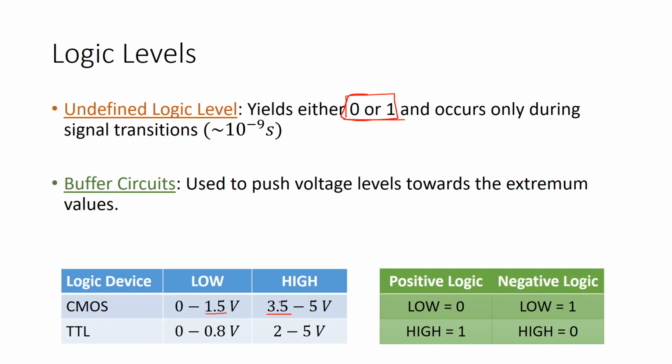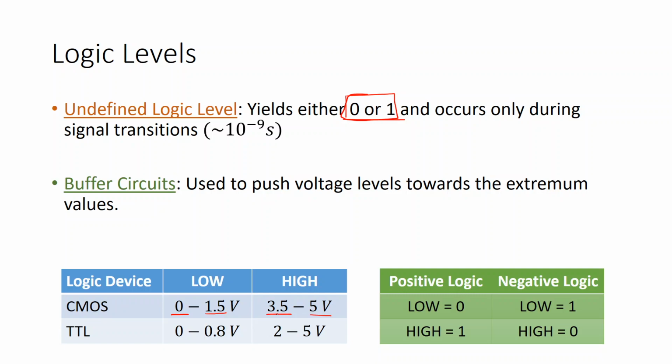The aim of the buffer circuit is to push the voltage levels towards the extremum values. That means if you are in the lower range of the high voltage, then the buffer will push it towards the higher range of the high voltage, and if you are in the higher range of the low voltage, then the buffer will push you to the lower range of the low voltage. So they will push you towards the extremum values. So these are the buffer circuits.